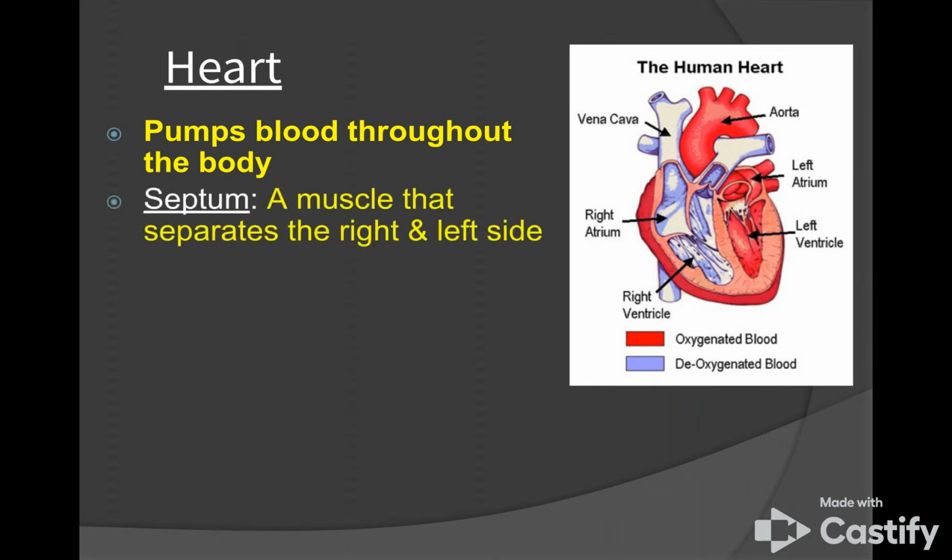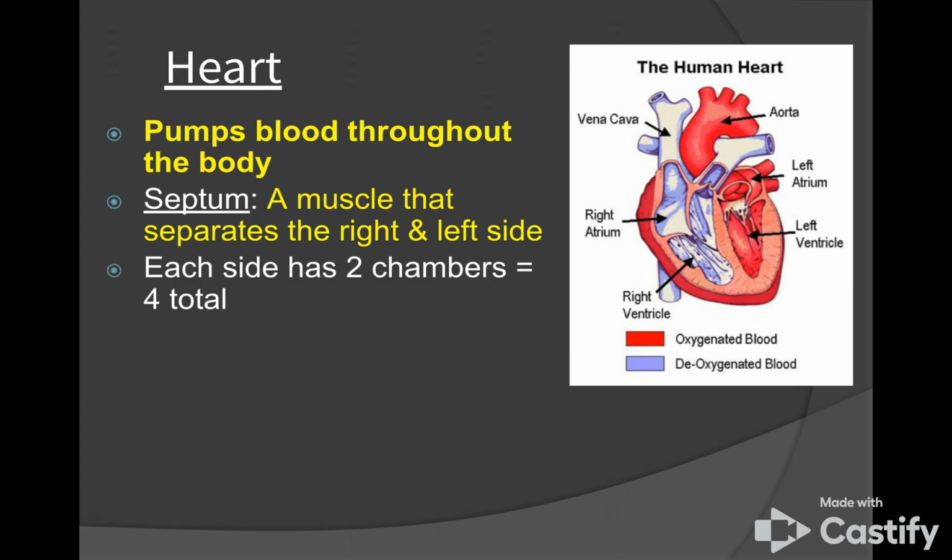The septum is the muscle in between the two sides that separates the right and the left sides of the heart. That's really important because one side of the heart has oxygen-rich blood and the other side of the heart has deoxygenated or oxygen-poor blood. And we don't want them to mix up because it's not a very efficient system if those two kinds of blood are getting mixed together.